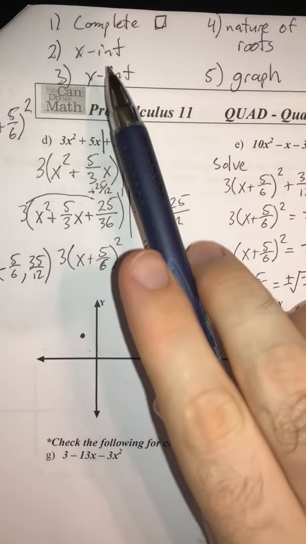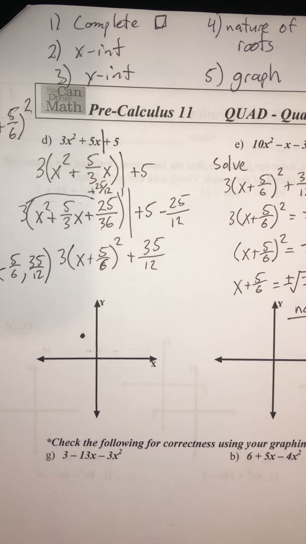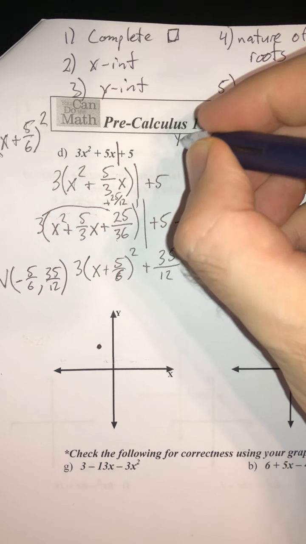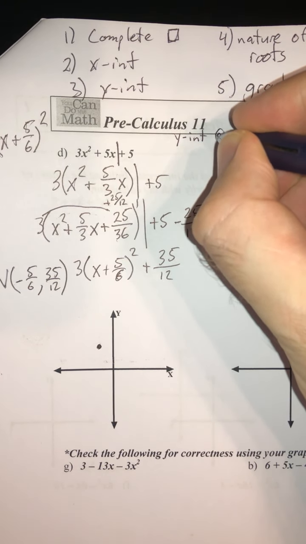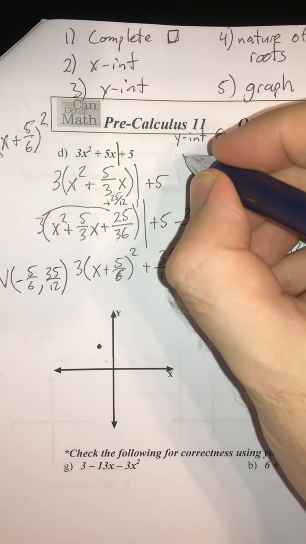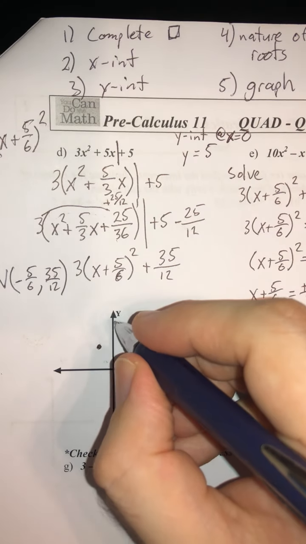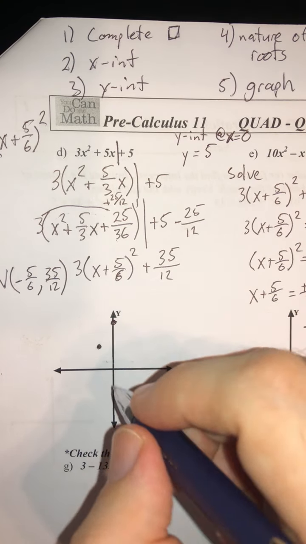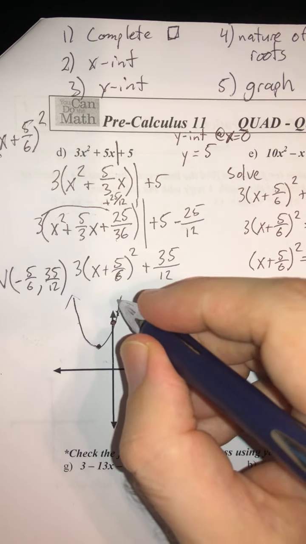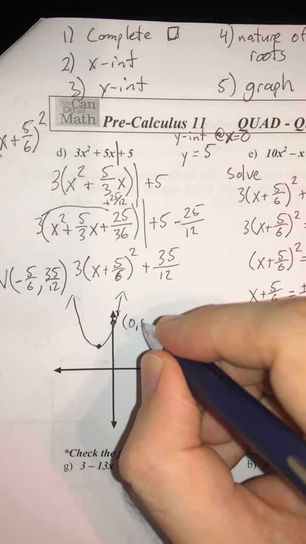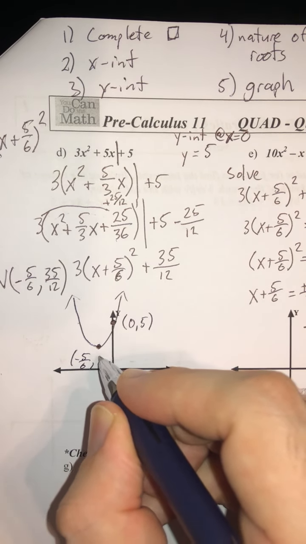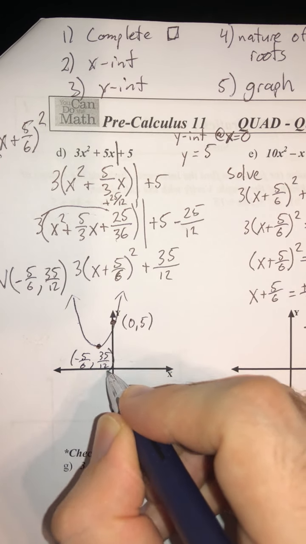So I've done complete the square. X-intercepts, there are none, so we need to do the y-intercept. And again, this one's the easy part. To do the y-intercept, we look at x equals 0. So plug in 0 here, we get that y equals 5. So put a point here. These are our 2 points. That's all we need for this parabola. So we have a point here at 0, 5. And we have a point down here at negative 5 over 6, 35 over 12.